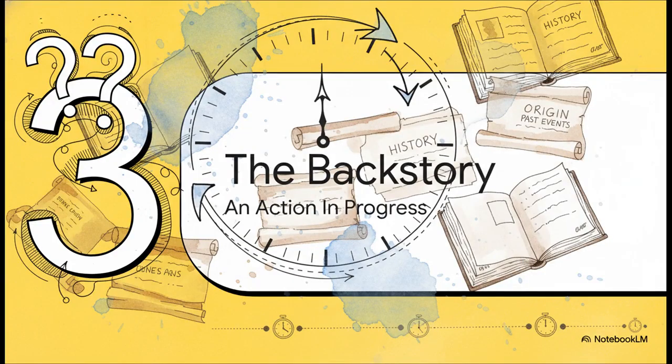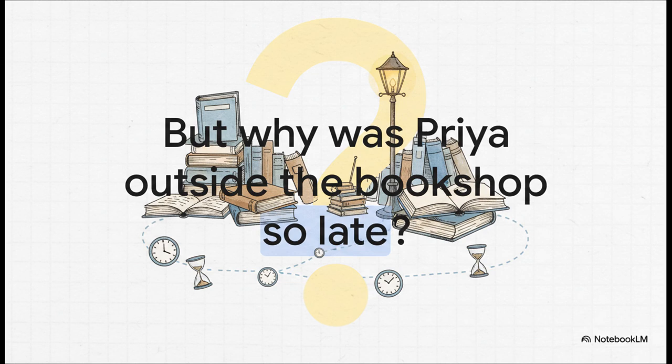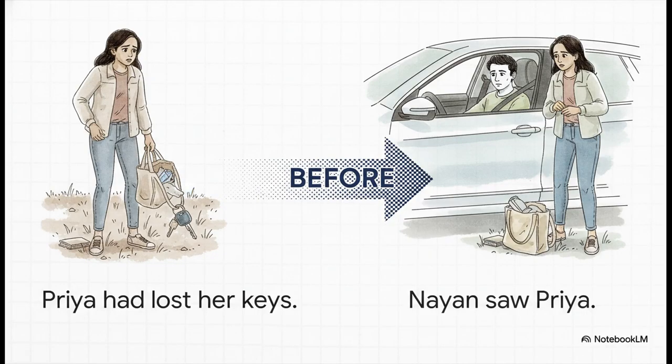But wait a second. That interruption, it kind of raises a new question, doesn't it? Like, what was she even doing there? We need more info. It's time to get the backstory. Exactly. Why was Priya outside a bookshop so late at night? To figure that out, we actually have to jump even further back in time, to a moment before Nayan even started driving home. And here it is. This is the missing piece of the puzzle.